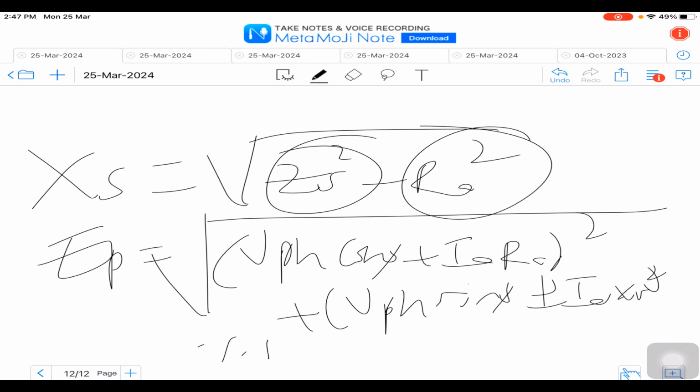Once we get this, we can find the percentage voltage regulation, which is EPH minus VPH divided by VPH, into 100. So this is how the voltage regulation is calculated using the EMF technique. Thank you.